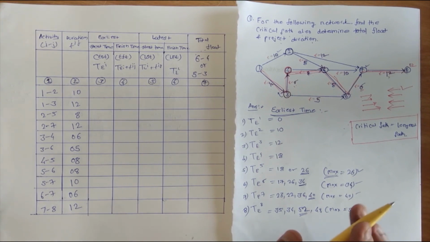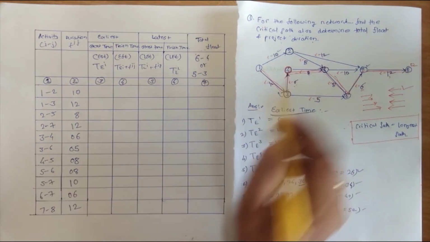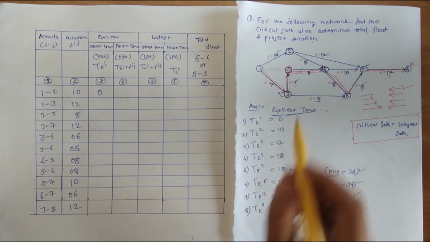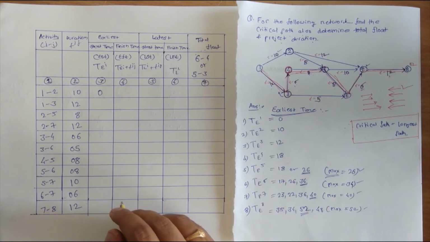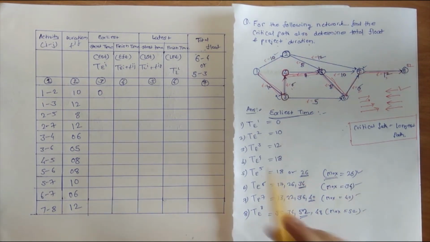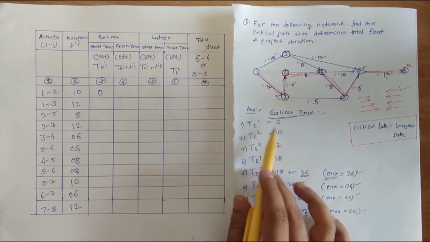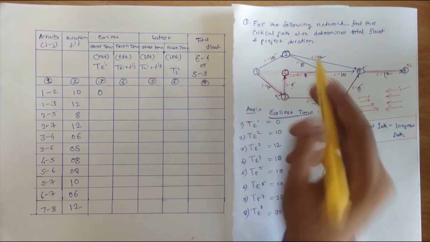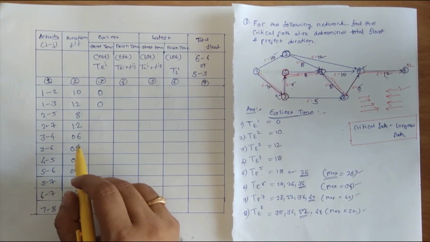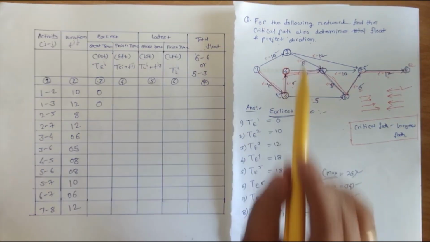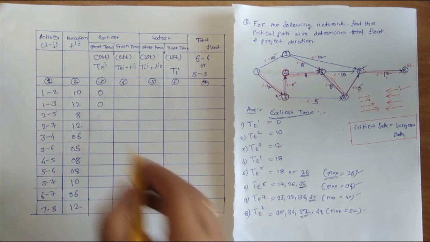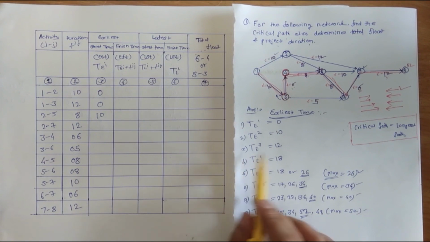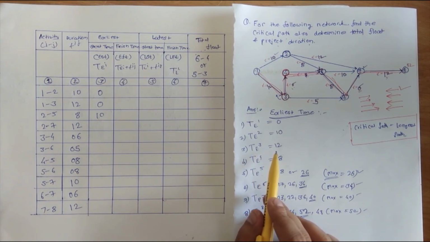Now our row starts from the earliest time. So earliest time for the activity 1 to 2 was 0, and we have even drawn the diagram just now where it was 0. You can also see here the earliest time for the first activity will be 0. Then for the second activity 1 to 3, from both 1 to 2 and 1 to 3 it should be 0. Then 2 to 5 it is 10, you can see from the second node it is 10. Then 2 to 7, you can see here it is 12.